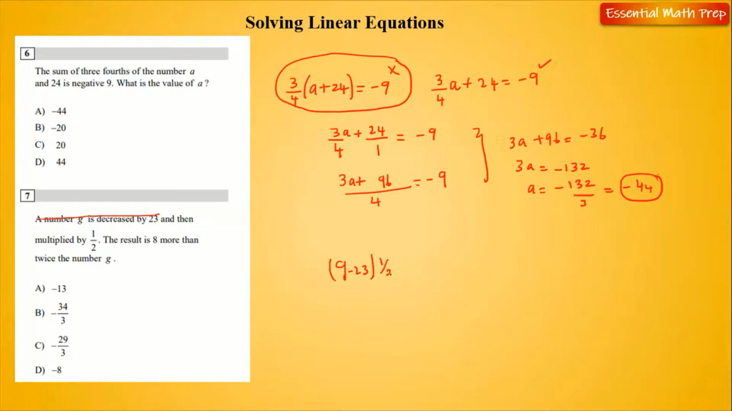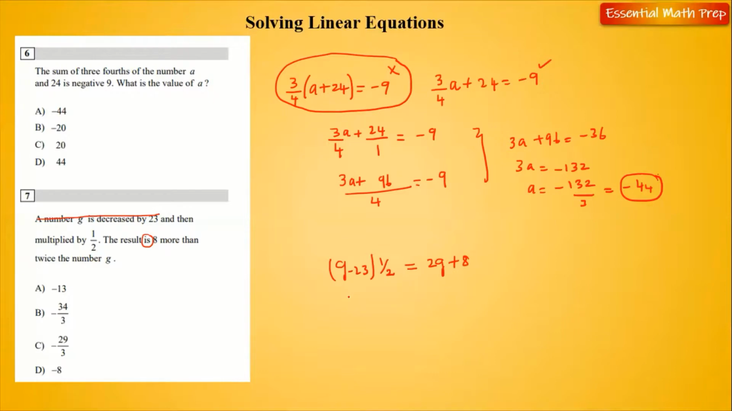So you see how sharply contrasting the way the sentence is written is compared to the one above, right? Here it's clearly saying the half is applied to both the cases. That's what they mean by a number g is decreased by 23 and then multiplied by half: the half is carried over to both the terms. The result is, again, you can avoid the result. The "is" is the key component here. That means anything after the "is" is the other side of the expression: 8 more than twice the number g. So twice the number g is 2g and 8 more is plus 8, right?